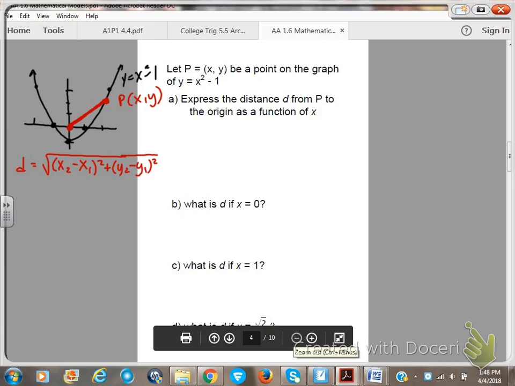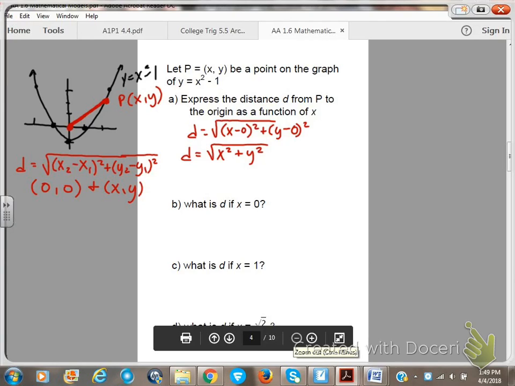All right, so if one of our ordered pairs is 0, 0, and our other ordered pair is x, y, plugging this into our distance formula, we have d equals the square root of x minus 0 squared plus y minus 0 squared. X squared plus y squared. Agreed. D equals the square root of x squared plus y squared.